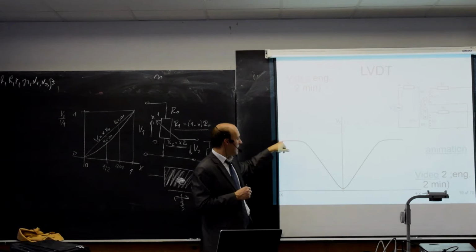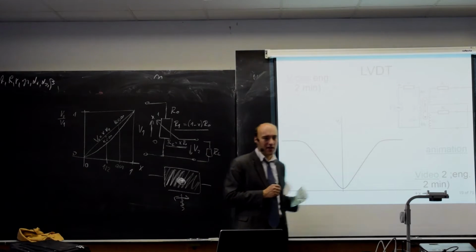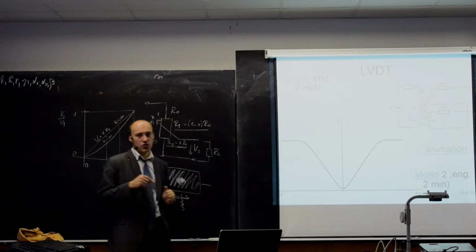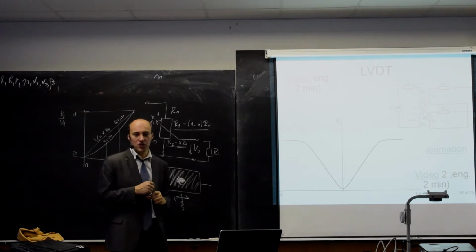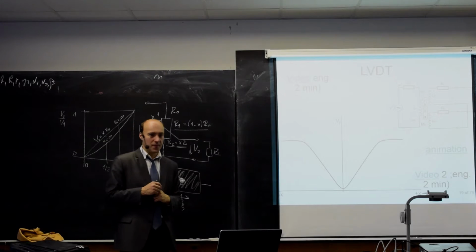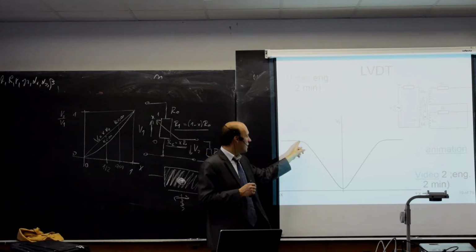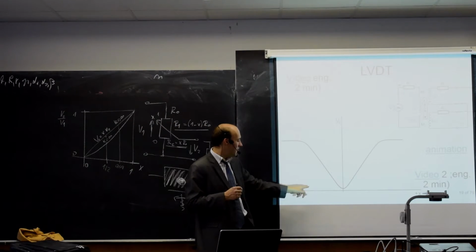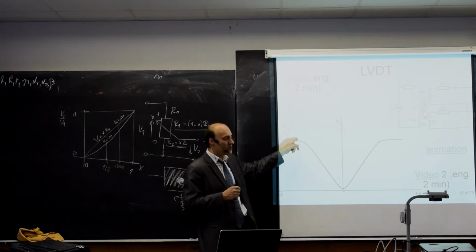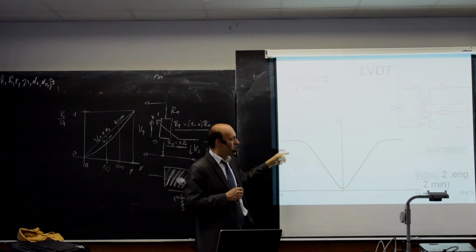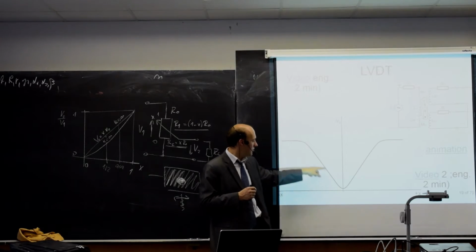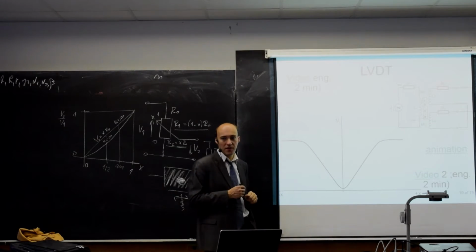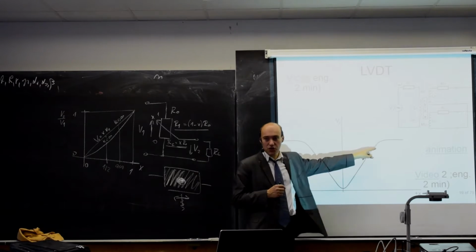And this flat section here and here is where the core is too far out from the transformer, so there is no reaction on the input position. So here we cannot use the sensor anymore, because even if I change the position, I don't see any response on the voltage. So the sensor will be used here in this section or in this section.